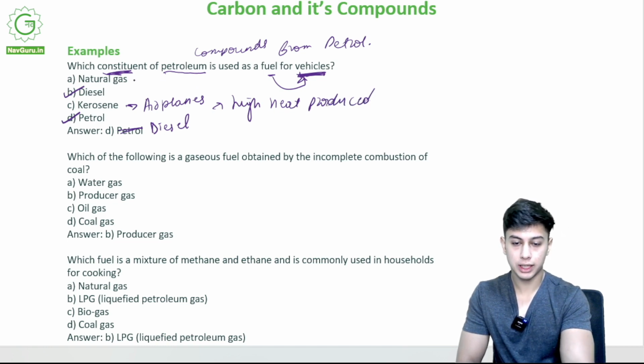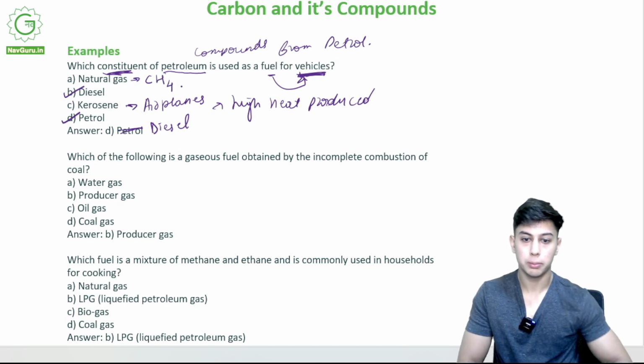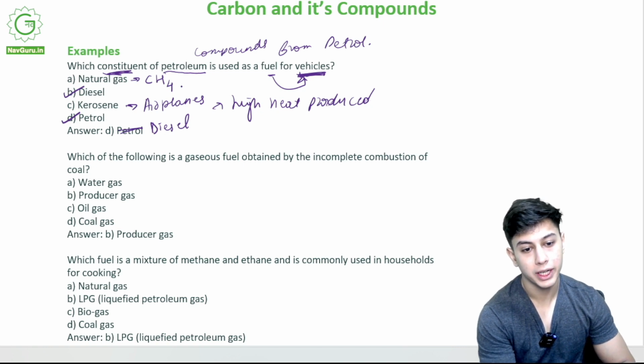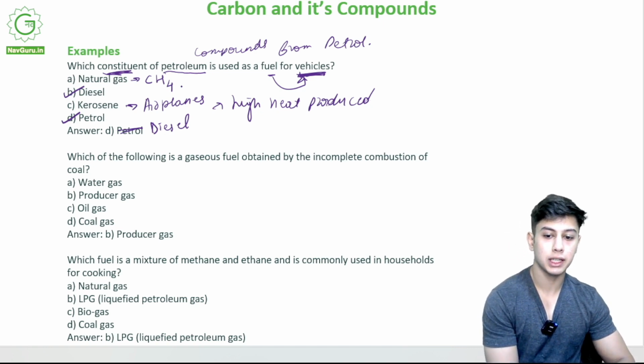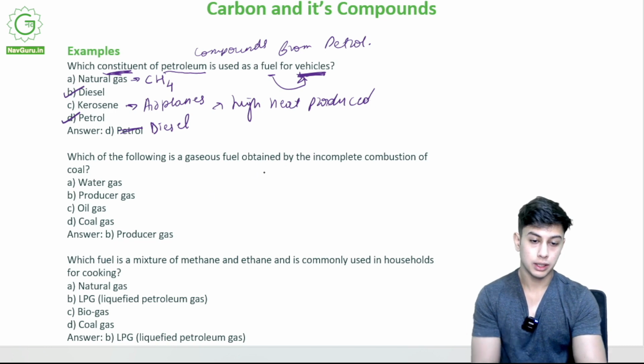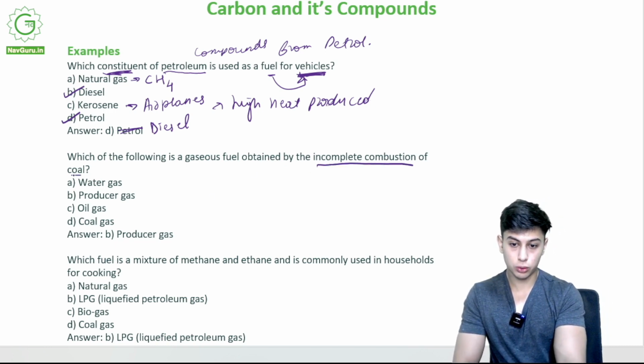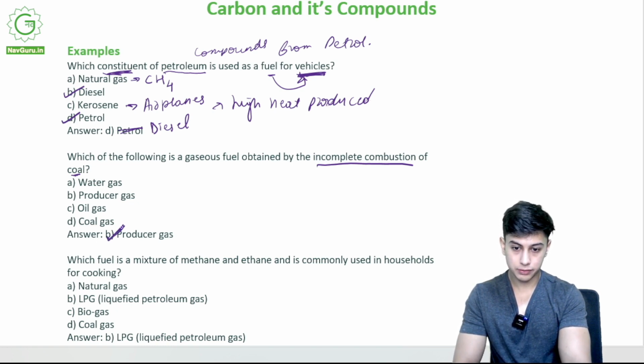What is the formula of natural gas? CH4, methane. Which of the following is a gaseous fuel obtained by incomplete combustion of coal? The key word here is incomplete combustion of coal. So which gaseous fuel is obtained? Water gas, producer gas, oil gas, coal gas. The answer is producer gas.